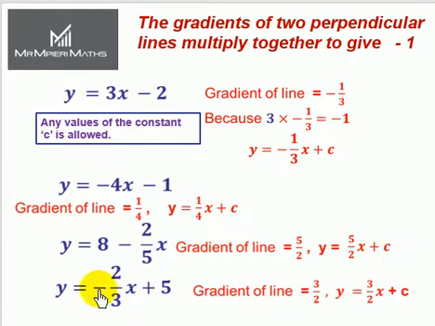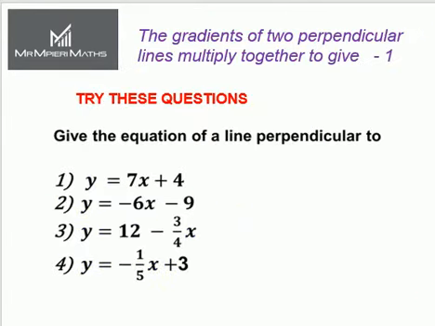And the last one here, minus 2 over 3. The gradient has to be the reciprocal of this with the sign change, so 3 over 2. Then you are looking for y equals 3 over 2x plus your constant. And that's it done. So have a go at these questions. Give the equations of a line perpendicular to each of these. There are 4 of these questions. Press pause. Have a go. When you're done, press play.